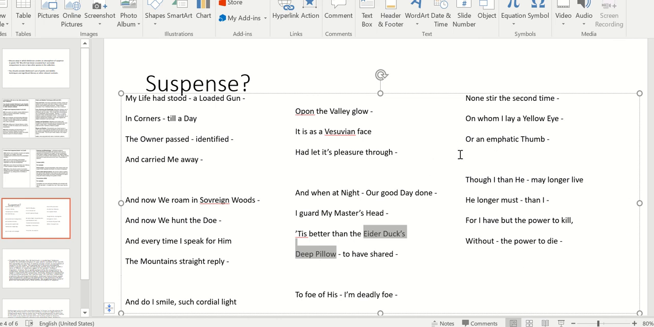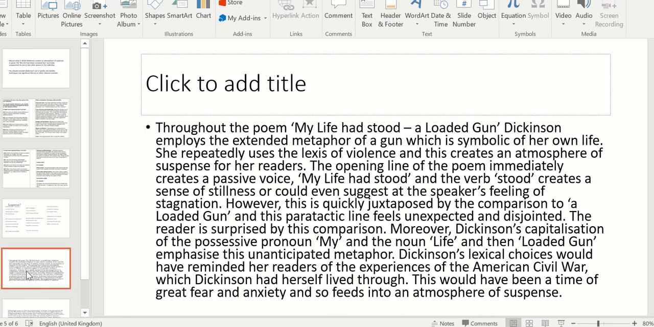And then look at this ending, okay? There's that implication of death. "Though I than he may longer live, he longer must than I, for I have the power to kill without the power to die." They're saying that although the gun is immortal because it's not alive, it loses its purpose when there isn't a person to control it. Okay? And there's suspense there in the tension between the two. Okay? Happy? Marvellous.